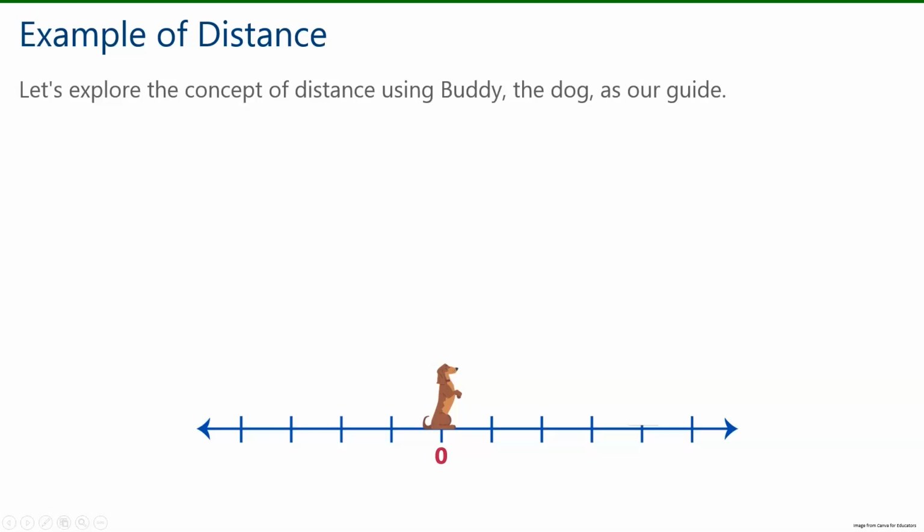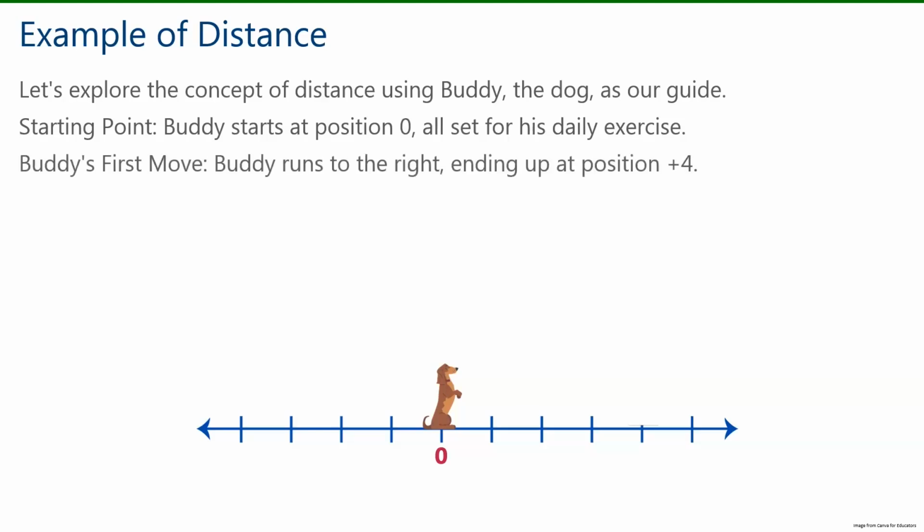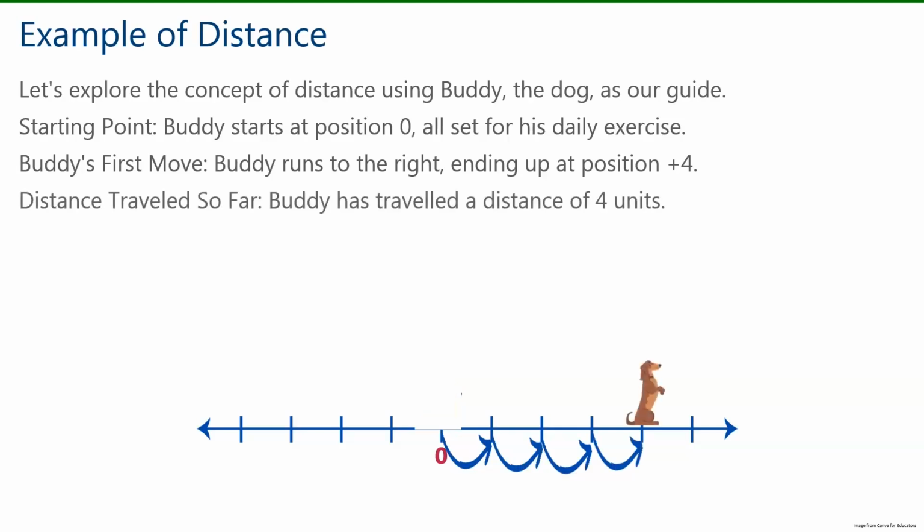Let's explore the concept of distance using Buddy the dog as our guide. First, we'll look at the starting point. Buddy starts at position 0, all set for his daily exercise. His first move is he runs to the right, ending up at a position of +4. The distance he traveled so far is a distance of 4 units.